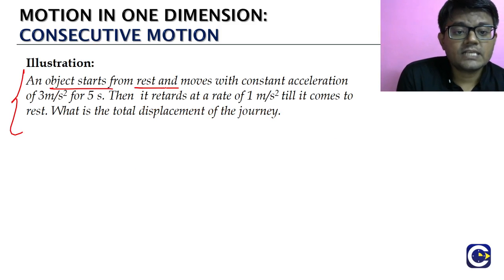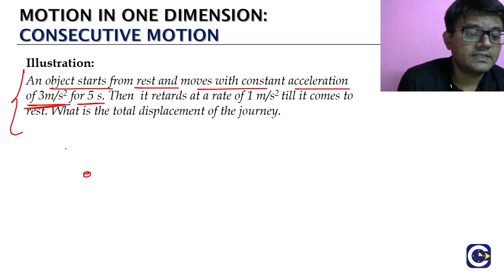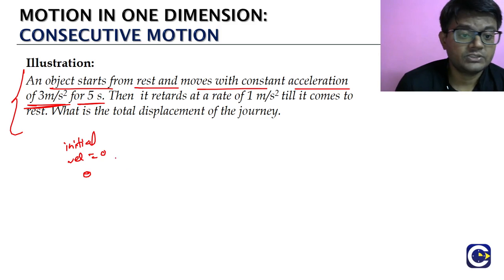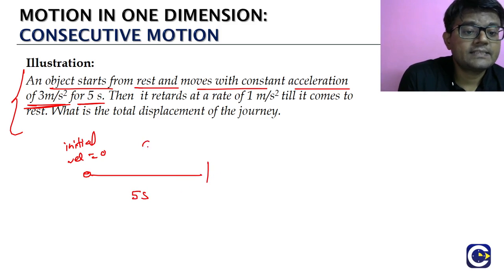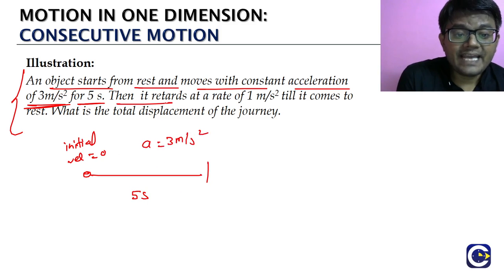An object starts from rest and moves with a constant acceleration of 3 meter per second square for 5 seconds. Starting from rest means the initial velocity is 0. For 5 seconds it has an acceleration of 3 meter per second square, and then it retards at a rate of 1 meter per second square.